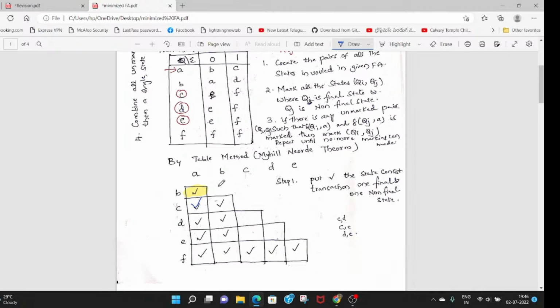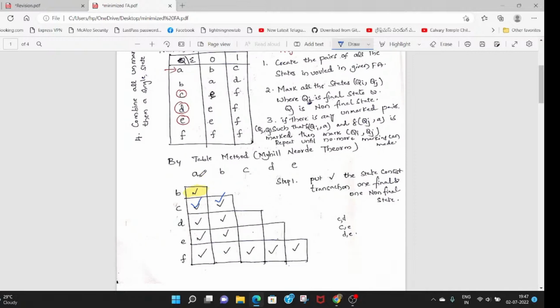And after that I have the state B and C. Now you're finding B and C, A and E, D and F. So this is a non-final and this is a final. This is a non-final and this is a final. So because of that, I make this BC also a tick for this stage.